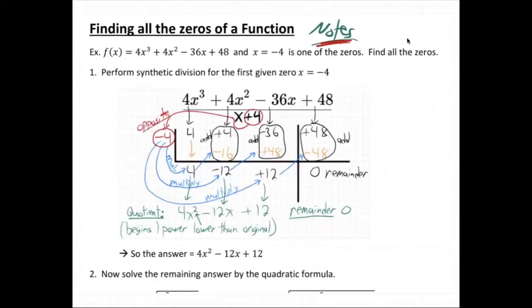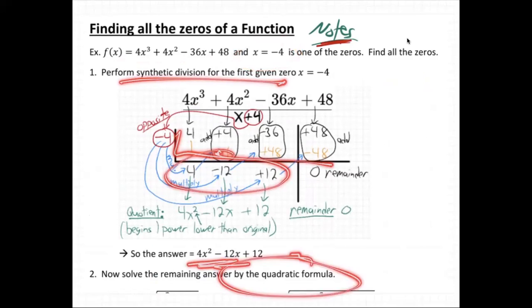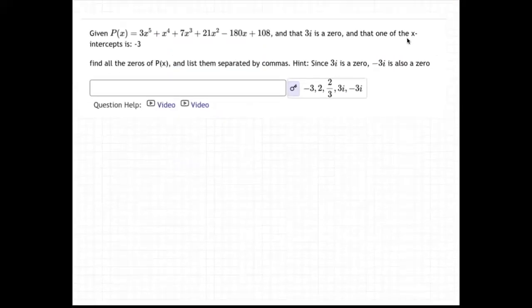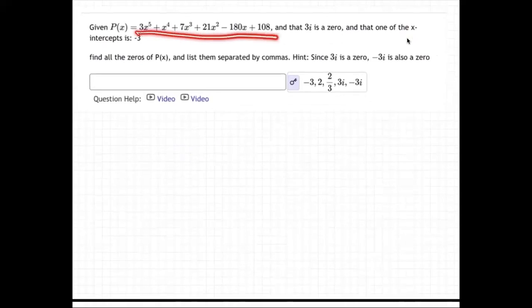So in the notes, it says if you've got a function and they give you one of the zeros here, you do synthetic division and you get your result right there. And eventually you're going to do the quadratic formula once you've got it down to x squared. So this one's going to be harder. Let me start with actually a graph of this thing. Here's the question: 3x to the fifth, on down.